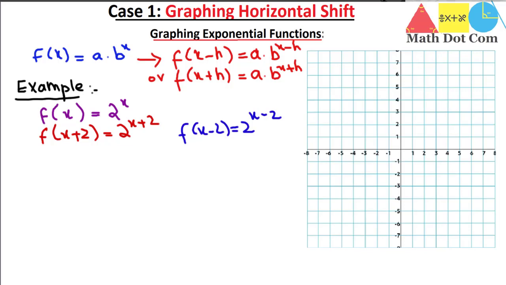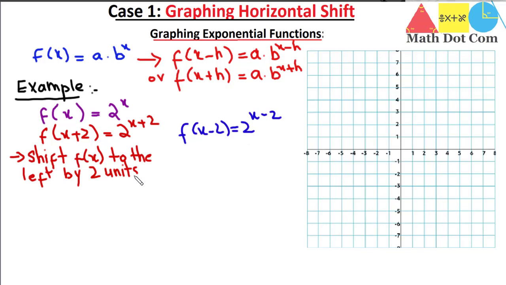One thing you should keep in mind is some properties that you should know before plotting these two functions. The function x plus 2 shifts the original function, f of x, to the left by how many units? By 2 units, as we are adding 2. Whenever you come across a function like this, it should click in your mind that it's moving to the left, while the function f of x minus 2 will shift f of x to the right by 2 units.